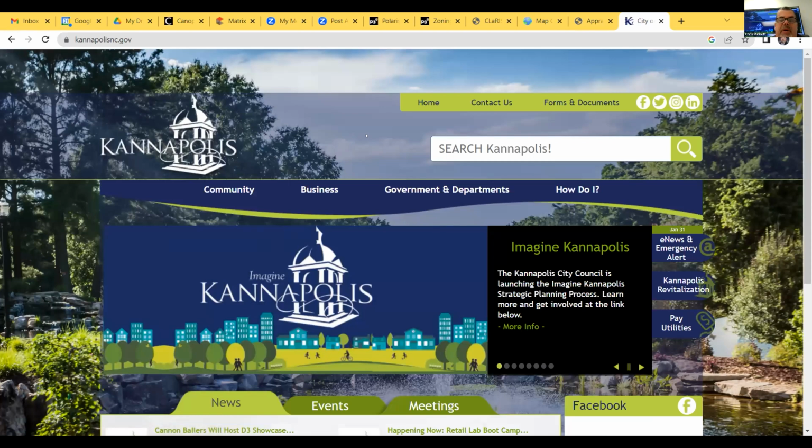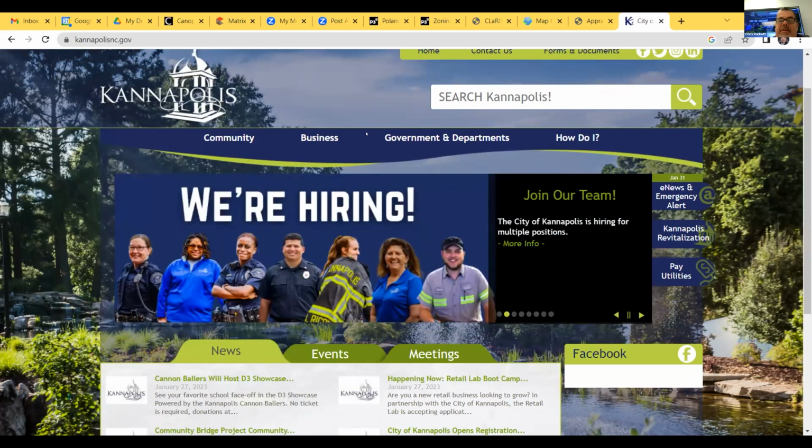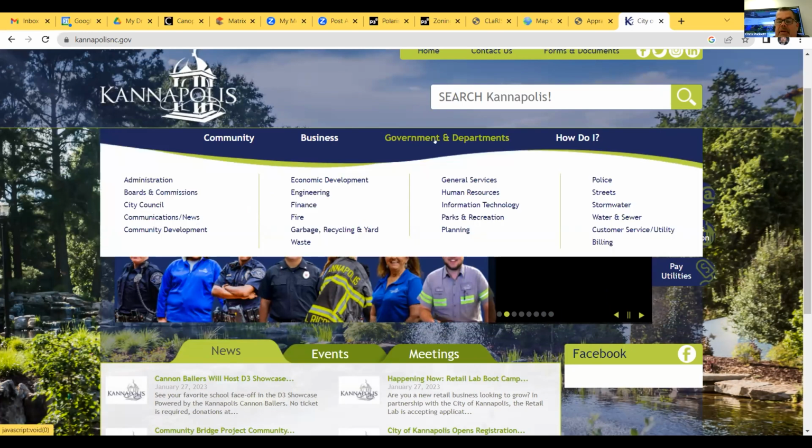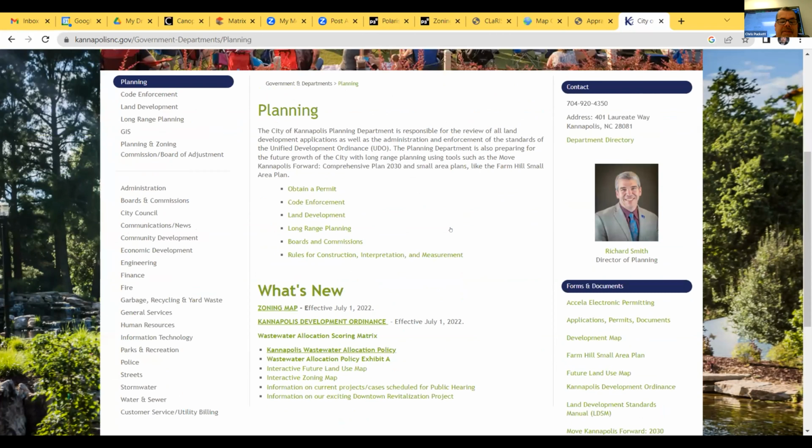This is the City of Kannapolis website. And so we're going to try to find the zoning designations here. So I know I'm looking at planning and zoning. So I'm going to go over under government departments and then go under planning. Here is the planning website for the city. Interactive zoning map. I see that at the bottom.